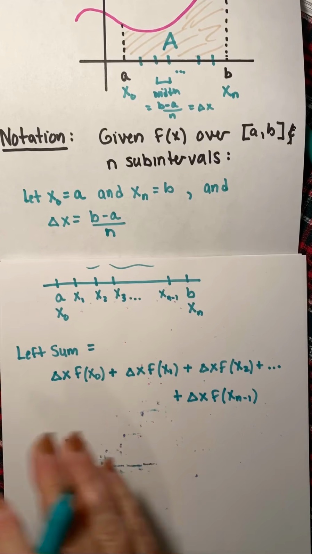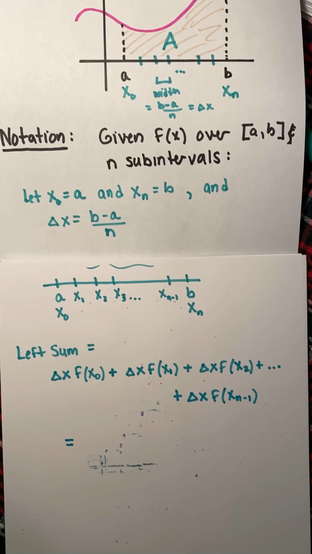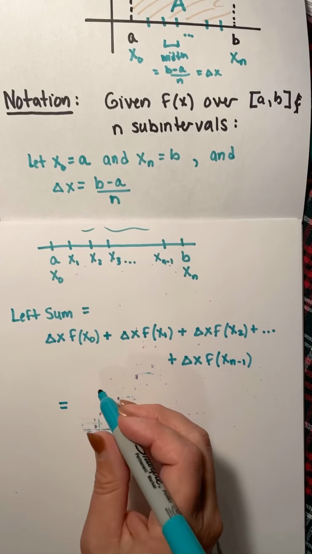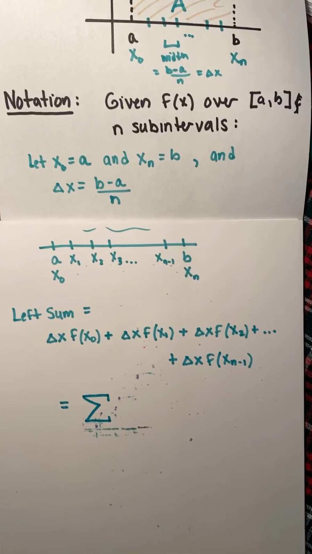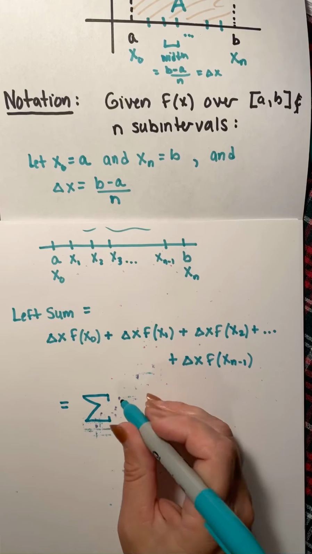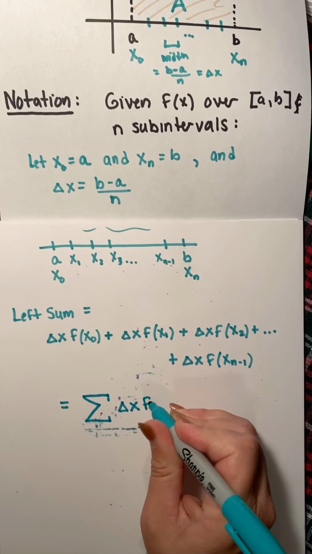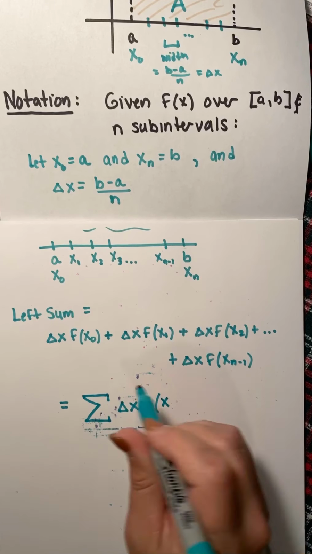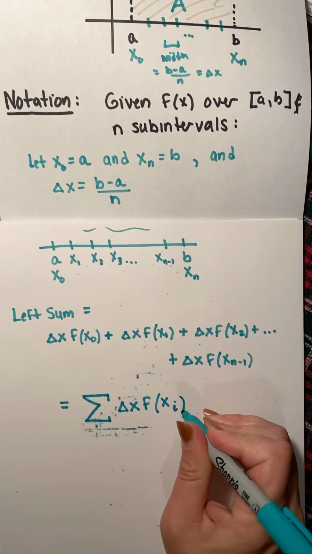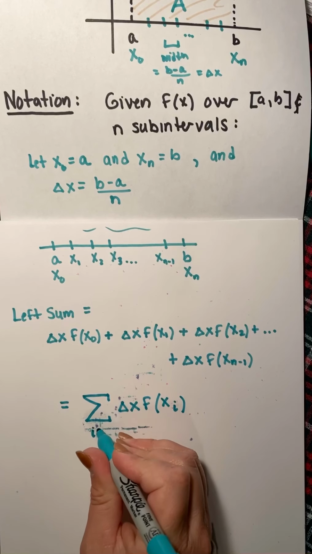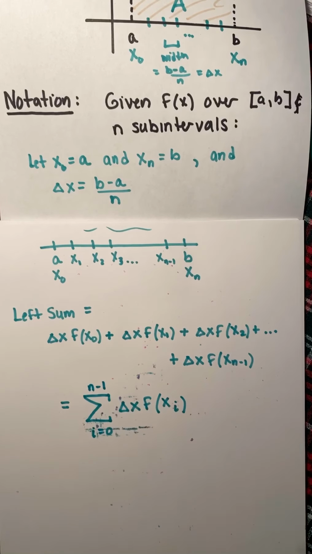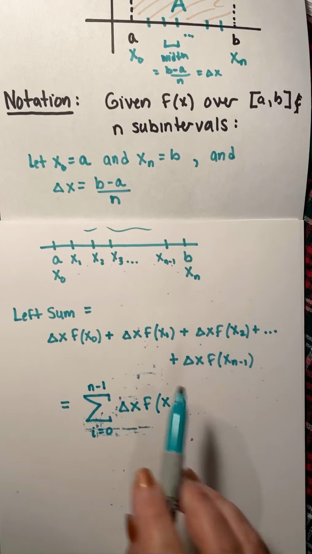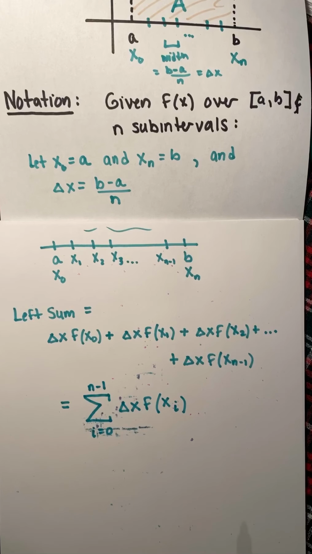In math, when we have this long collection that's a sum, we abbreviate it with sigma notation. Sigma is the Greek letter we use for sum in math. So notice these each have a delta x. Then they each have a function evaluated at some point, but that point changes as we move to the right. So we use the sub i notation. We say i starts at 0, and we go to all but the last endpoint. So this would be the mathematical version of how we would express a left sum.